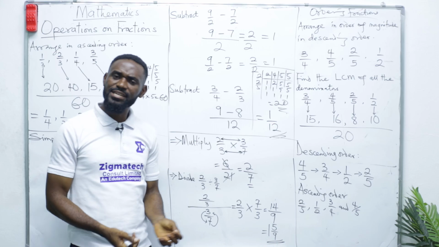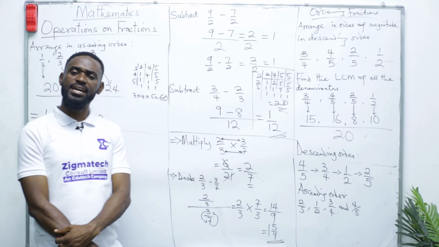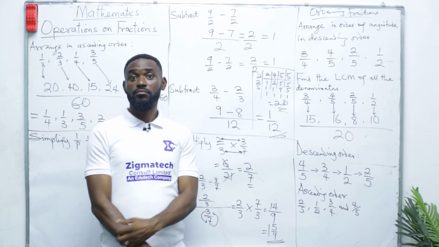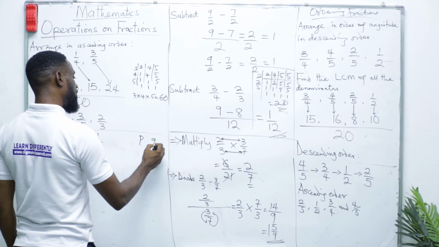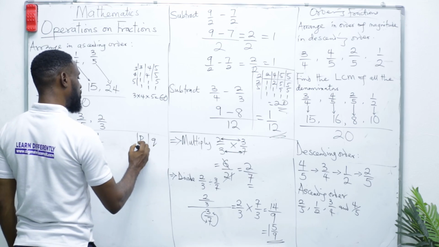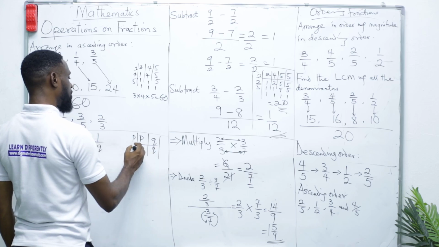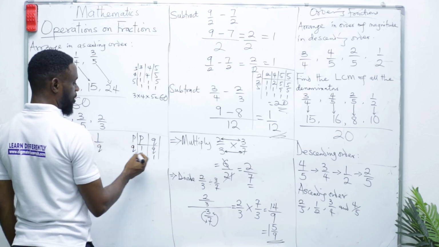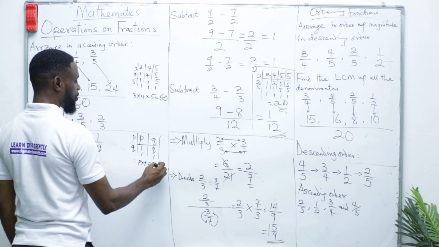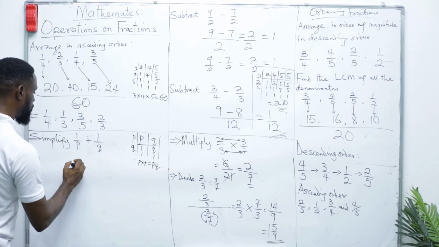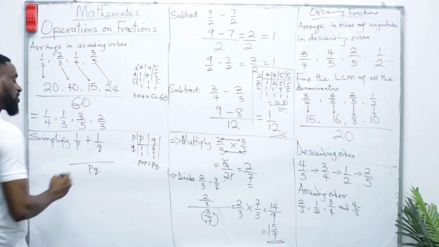So how do we find the LCM? Simple. LCM of P and Q is simple. P here is 1, Q here is 1 and 1. So it is equal to P times Q, which is PQ. Is that okay? So we open a big bracket and put our PQ here. Do you get that now?